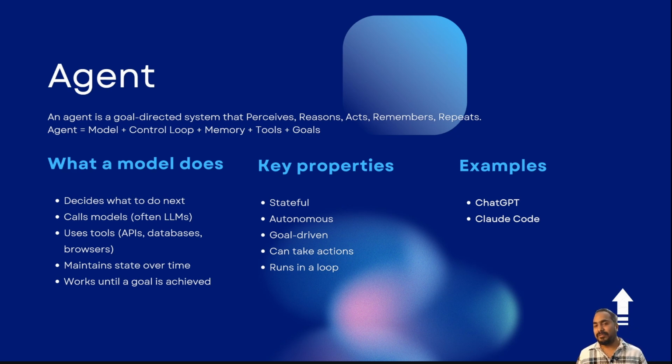Model has a single inference pass. Agent can continuously loop around until the goal is met or the agent is stopped. Example of a model is GPT 5.3 or Claude 4.6. Some examples of an agent are ChatGPT, or Claude Code, etc.